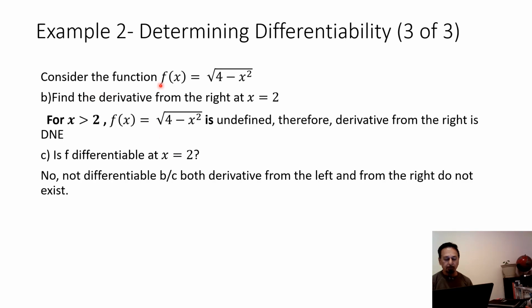So now we consider the function f of x equal to square root of 4 minus x squared. Now find the derivative from the right at x equal to 2. Now for x greater than 2, square root of 4 minus x squared is undefined. So therefore the derivative from the right is D N E. Now the question is, is f differentiable at x equal to 2? The answer is no, because the derivatives from the left and from the right do not exist.